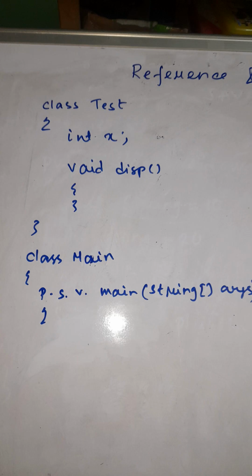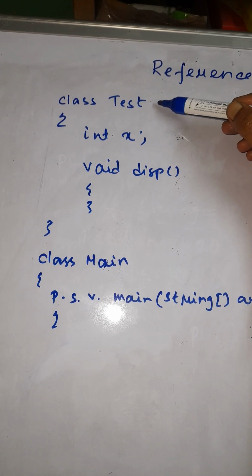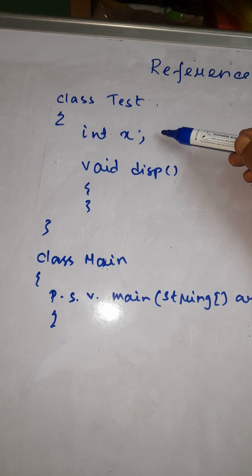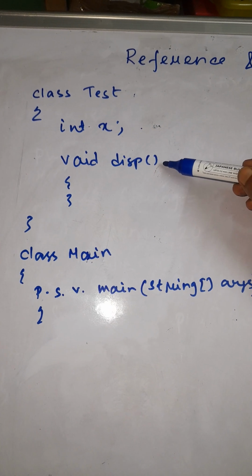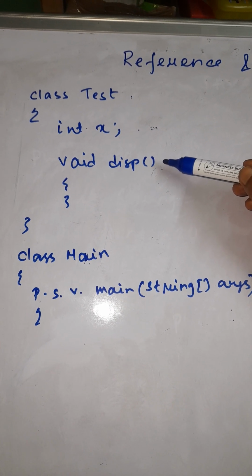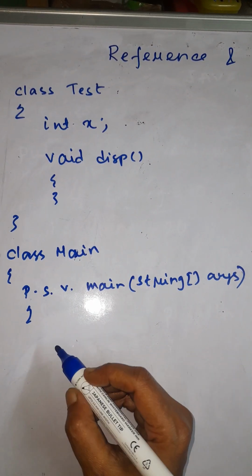So today I will discuss what is the reference and what is the object. Now see this example that I have one class. Within the class I have one member variable, that one is x, and one is a member method. Clear? And this one is the driver class where I use the main function.